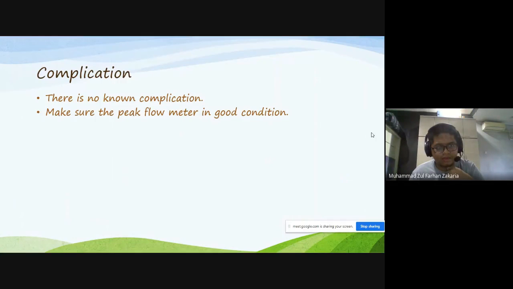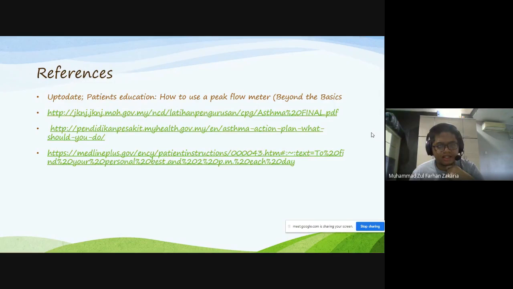And for the peak flow meter, there is no known complication, but make sure that the peak flow meter is in good condition. At least clean the peak flow meter regularly to ensure that it can do the work properly. I think these are my references. I think that's all for me.